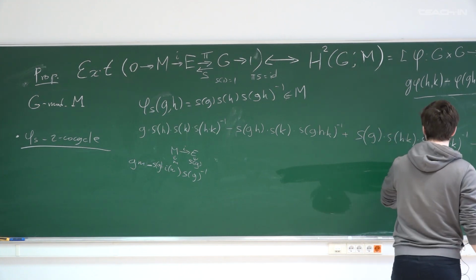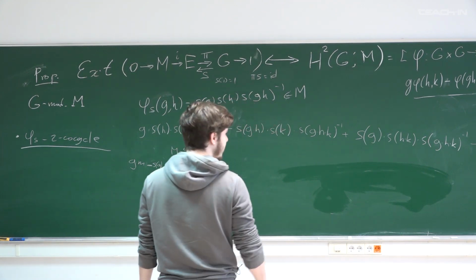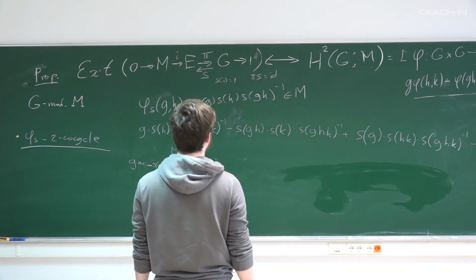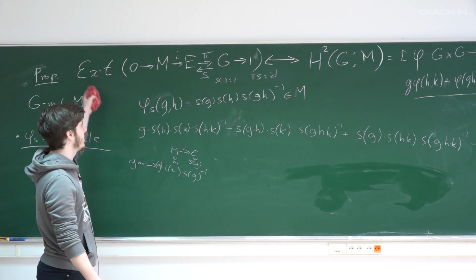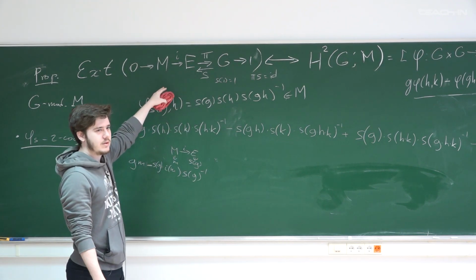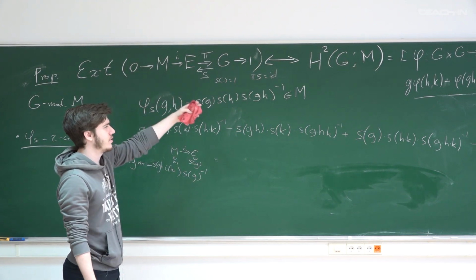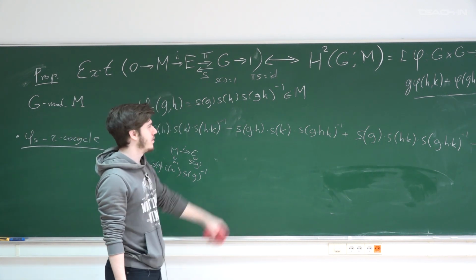We're doing an exercise. Maybe you can repeat the statement for our new guest. The statement is like this. We have extensions of groups. If you fix a group G, we want to make a bijection between the extensions of G with abelian group M and the second cohomology.